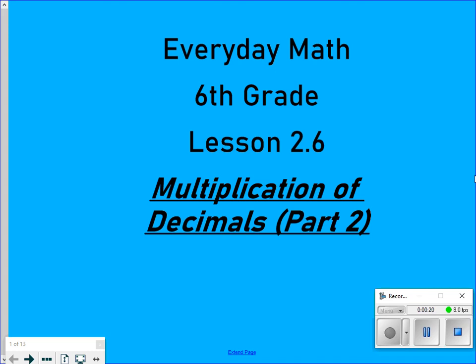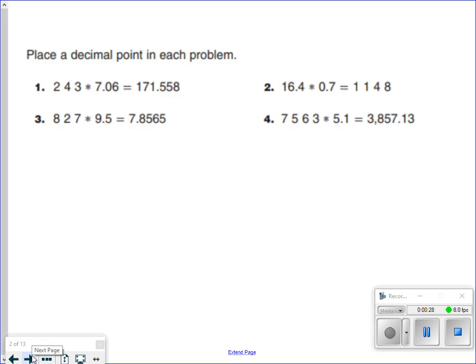We're working some number models, and I'm going to teach you a trick of finding a percent of a number. Let's take a look here. First of all, we're going to place a decimal point in each problem. So number one here, we have 243 times 7.06, which equals 171.558. So there are three numbers after the decimal in your answer. In my question, I only have two numbers after the decimal, so I have to change that 243 to 24.3.